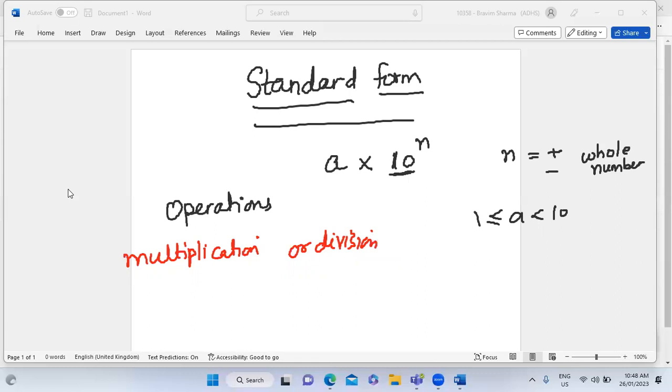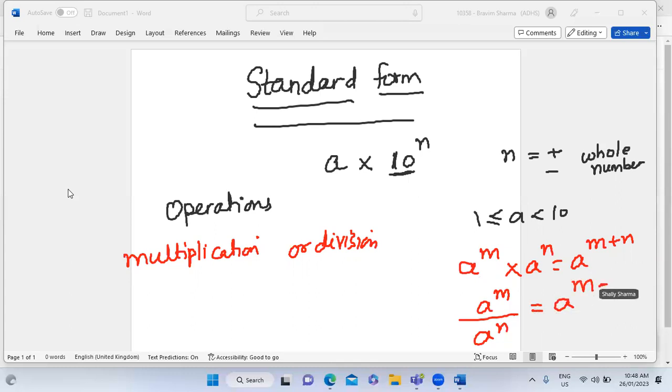So the rule is, if you have a to the power of m times a to the power of n, it is a raised to the power of m plus n. And the second rule is a to the power of m divided by a raised to the power of n, that will be equal to a to the power of m minus n.